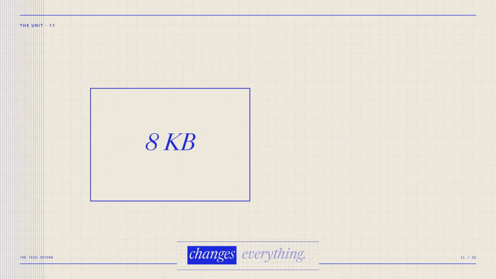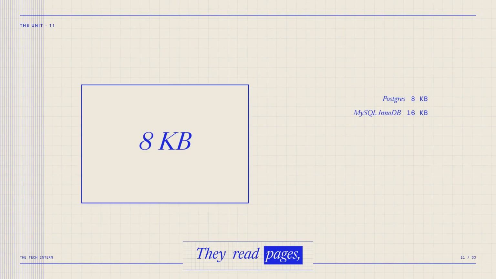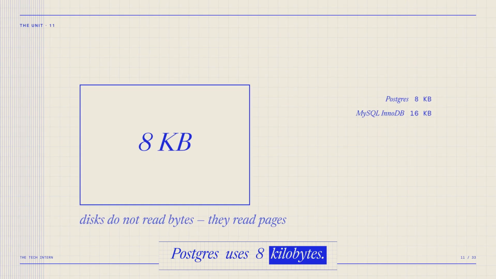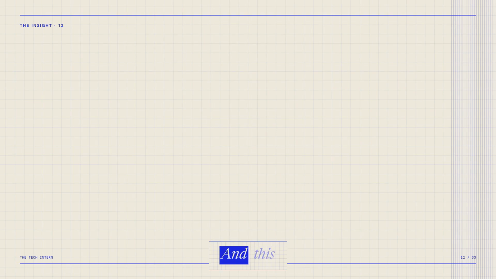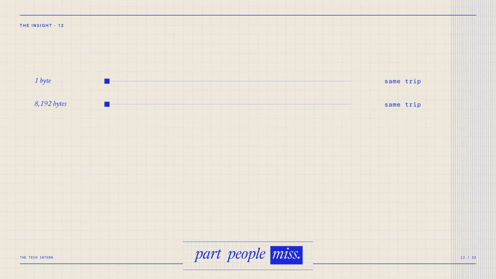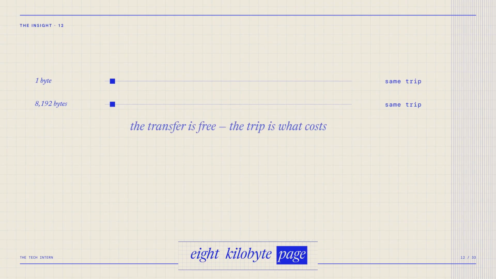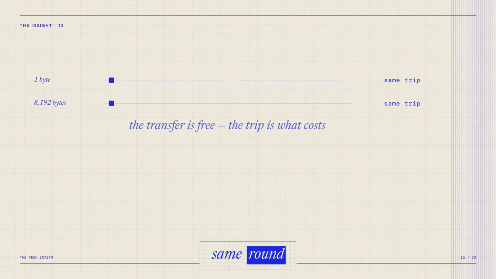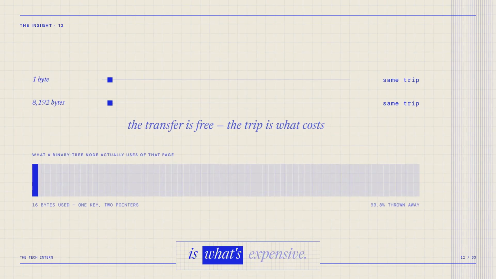Here's the fact that changes everything. Disks don't read bytes. They read pages, fixed size blocks. Postgres uses 8 kilobytes. MySQL's InnoDB uses 16. And this is the part people miss. Reading 1 byte of disk and reading the whole 8 kilobyte page cost you essentially the same. Same seek, same round trip. The transfer is basically free. The trip is what's expensive.